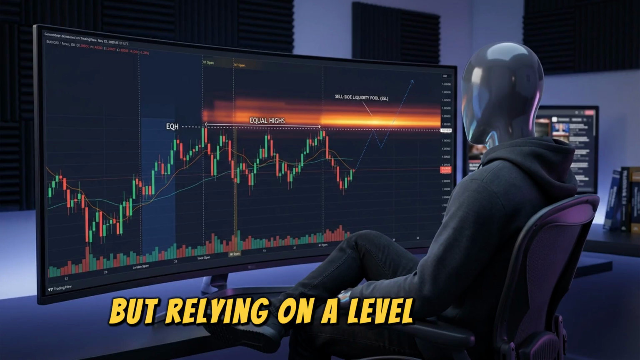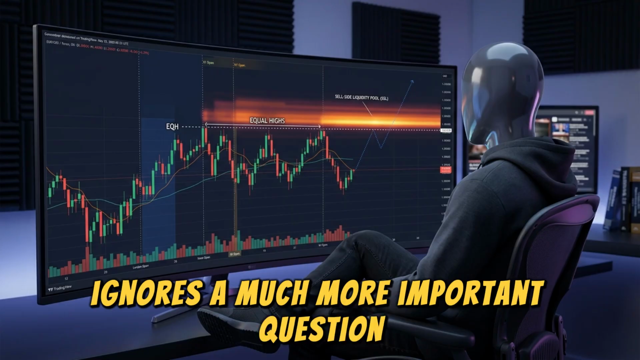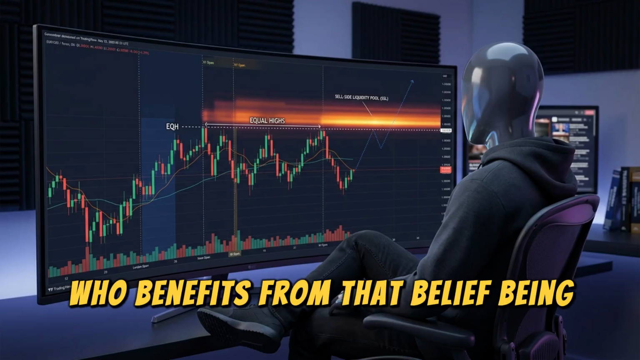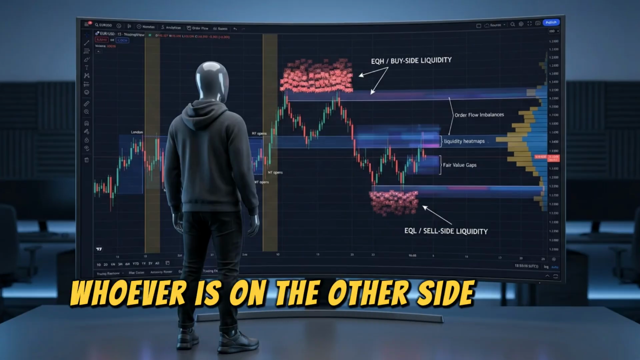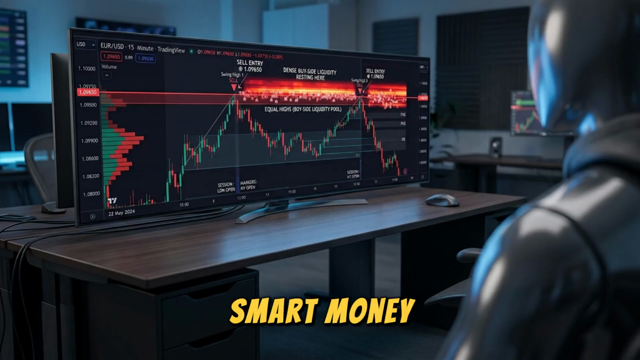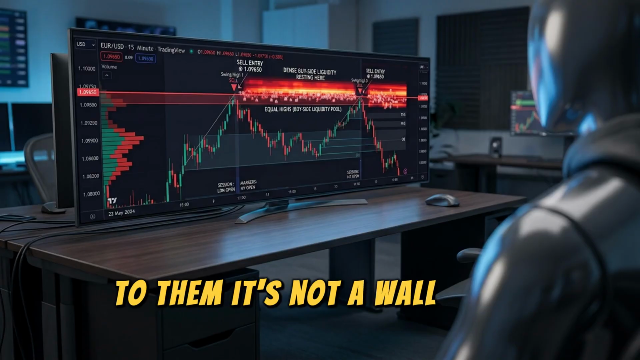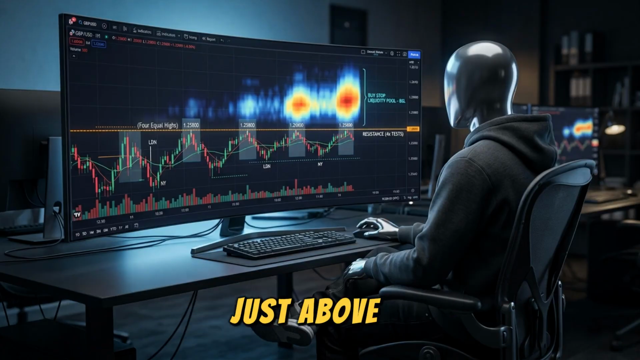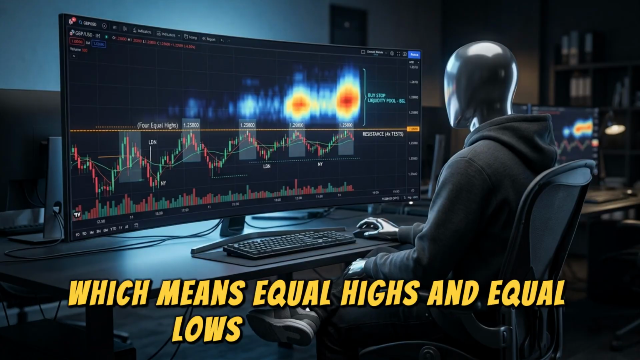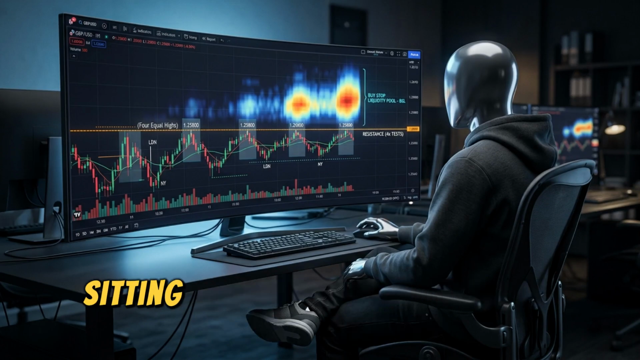But relying on a level holding, purely because it held once before, ignores a much more important question. Who benefits from that belief being widely held? The answer, most of the time, is whoever is on the other side of all those fade trades. Smart money reads that same equal high completely differently. To them, it's not a wall, it's a magnet. Every trader shorting that level is placing a stop loss just above it, which means equal highs and equal lows aren't barriers. They're clearly marked pools of resting liquidity, sitting right there in plain sight, practically labeled for anyone willing to raid them.